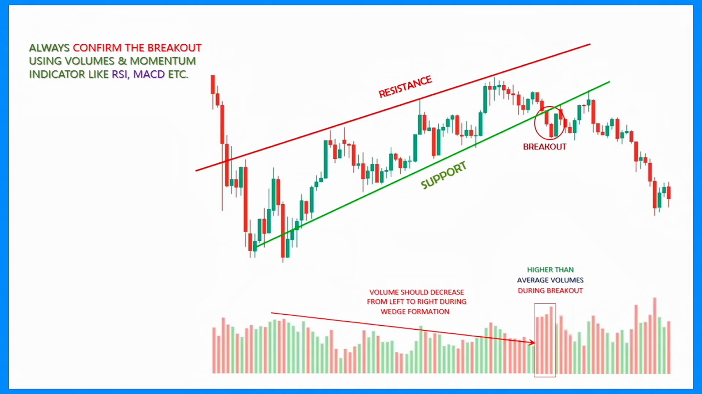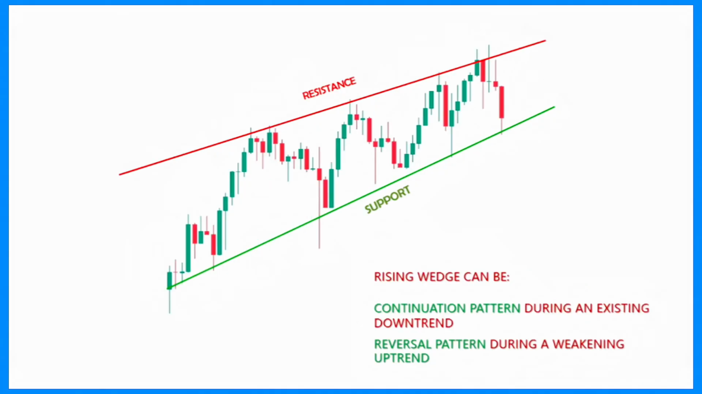This pattern usually signals that a sharp move is about to occur, either up or down. But in this case, the break below confirms bearish control. When the rising wedge forms after an uptrend, it represents a bearish reversal pattern. When it forms during a downtrend, it often acts as a continuation of that move.